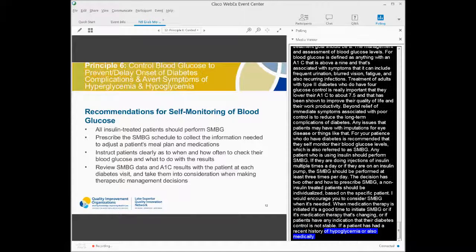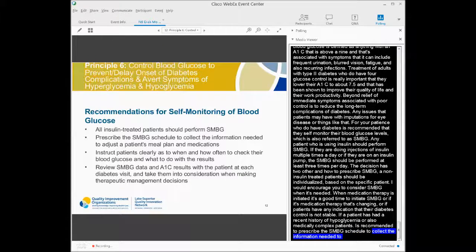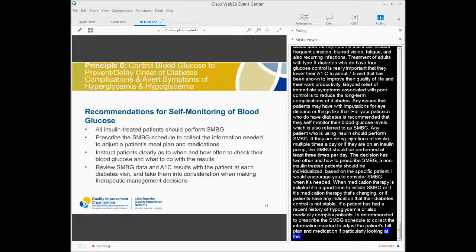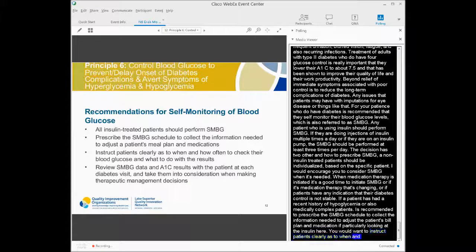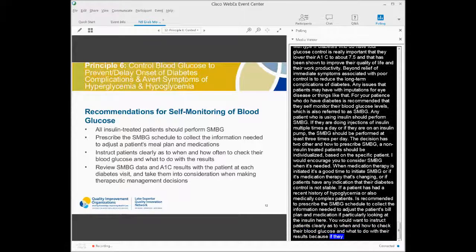So it's recommended to prescribe the SMBG schedule to collect the information needed to adjust a patient's meal plan and medications, and particularly looking at insulin here. So you would want to instruct patients clearly as to when and how to check their blood glucose and what to do with their results. Because if they're just checking their glucose just to check it and they're not doing anything with the results, or they don't know what they mean, that's really not doing the patient any good.